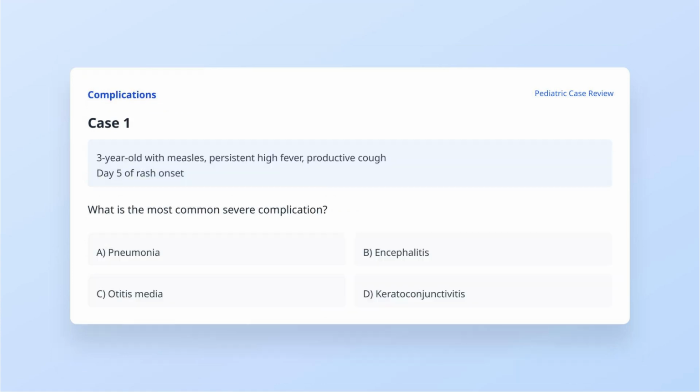A 3-year-old with measles develops persistent high fever and productive cough with respiratory distress 5 days after rash onset.